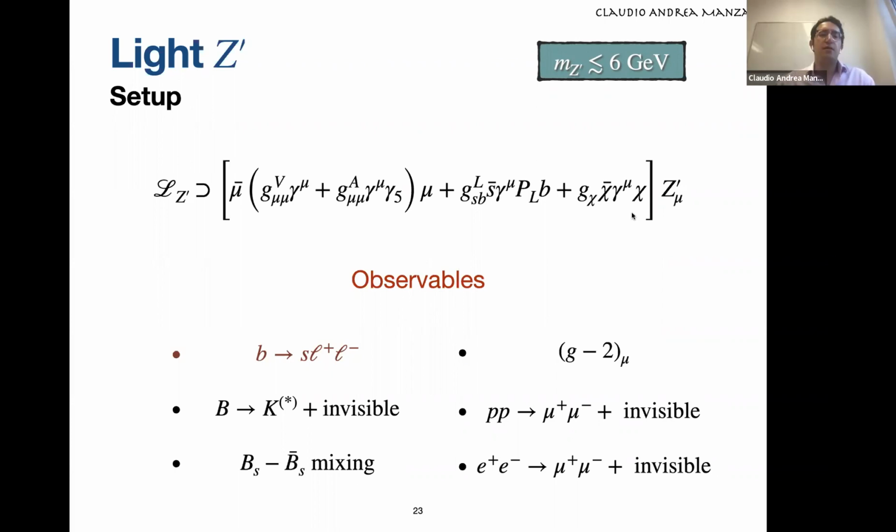Then we have to look at B2SLL because we want to explain this data. And of course, we have to take into account the effect that we necessarily have on G-2 of the muon, and then B to K star plus invisible, B_s mixing, and then proton-proton into mu plus mu minus plus invisible, and e plus e minus into mu plus mu minus plus invisible. And maybe I forgot to say that we take into account a Z prime with a mass smaller than more or less 6 GeV, anyway, below the mass of the B meson.